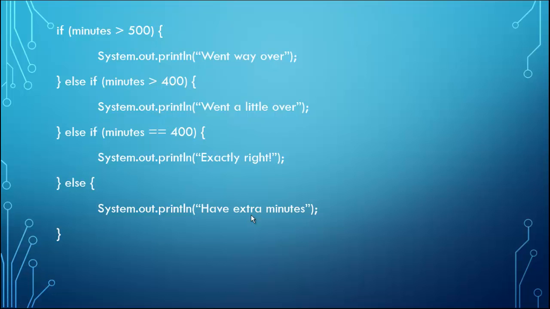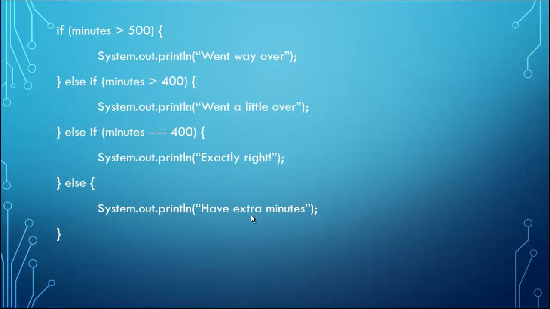Let's see that in action. Let's say that the user had 450 minutes. It would first ask, is 450 greater than 500? It's not, so it skips down. Then it says, is 450 greater than 400? It is. We display our printout, and that's the end. We continue with the rest of the code.